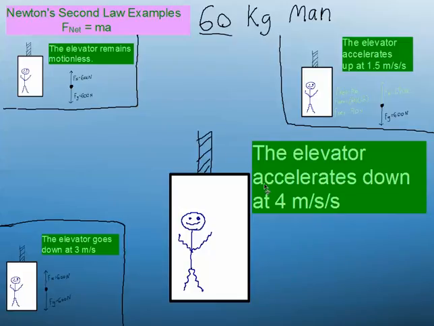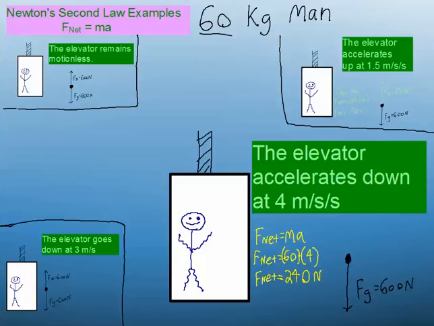This next one says that the elevator now accelerates down at 4 meters per second per second. And as you've probably felt before, when the elevator suddenly starts going down, you feel lighter. Using Newton's second law, we find out that the net force on this man's body is 240 newtons. But the way that that plays out in this one looks like this. In this case, that net force is pointing down, which means the normal force has to be 240 weaker than the force of gravity. So you get a normal force of 360 newtons. The guy doesn't feel as heavy anymore.